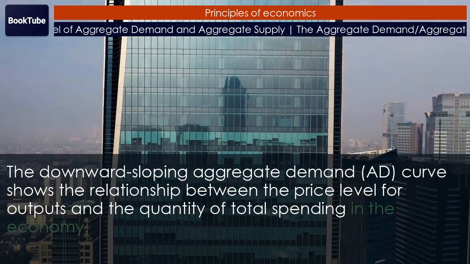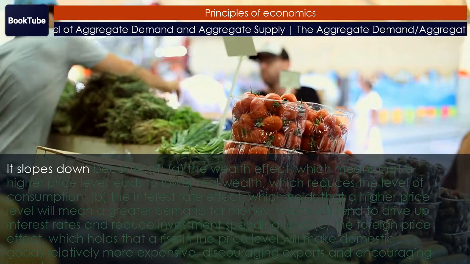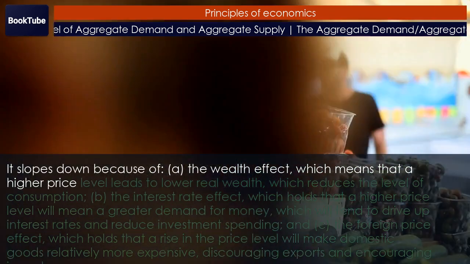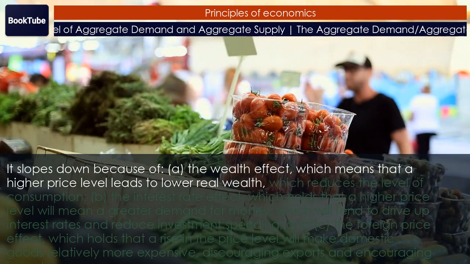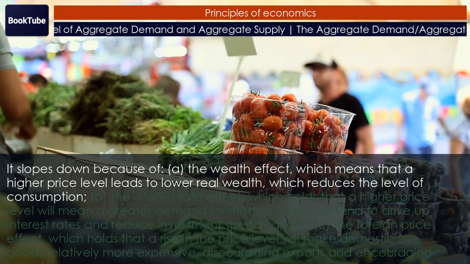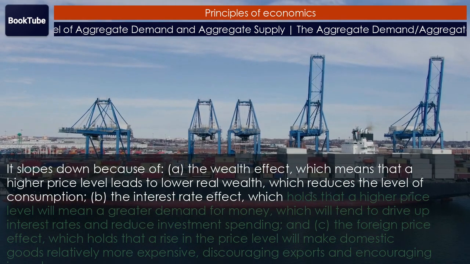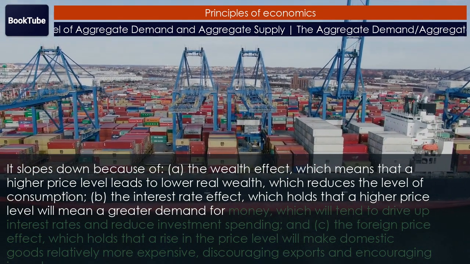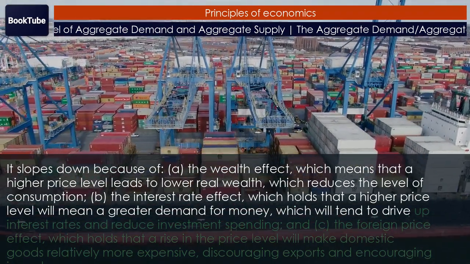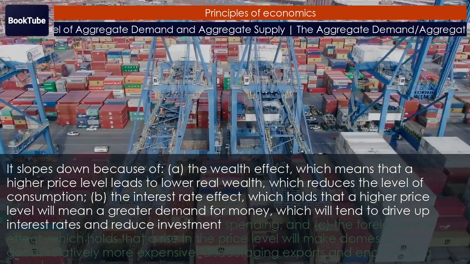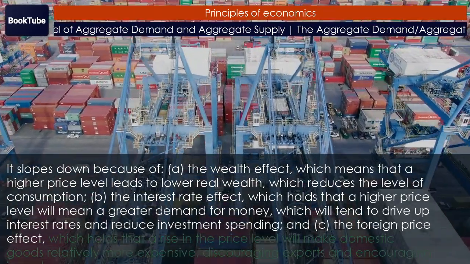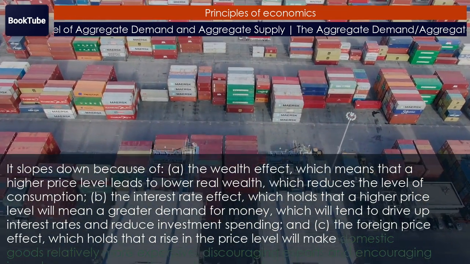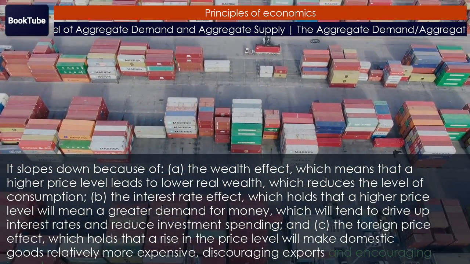The downward-sloping aggregate demand, AD, curve shows the relationship between the price level for outputs and the quantity of total spending. In the economy, it slopes down because of A. the wealth effect, which means that a higher price level leads to lower real wealth, which reduces the level of consumption. B. the interest rate effect, which holds that a higher price level will mean a greater demand for money, which will tend to drive up interest rates and reduce investment spending. And C. the foreign price effect, which holds that a rise in the price level will make domestic goods relatively more expensive, discouraging exports and encouraging imports.